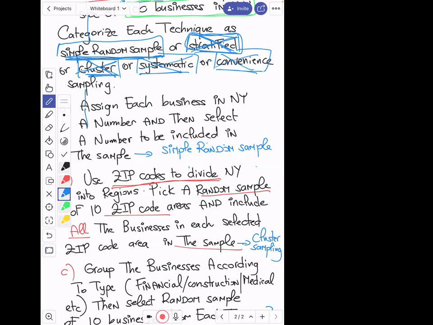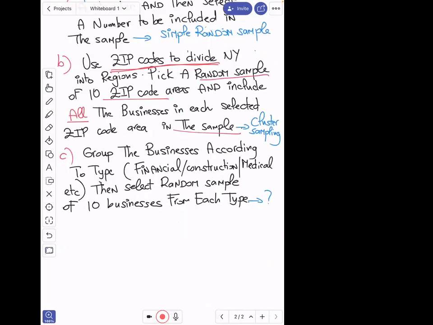All right, now what about C? Any guess for C? Convenience? No, convenience. We said for convenience, that's when you create a sample by using data from friends, from co-workers, from relatives.